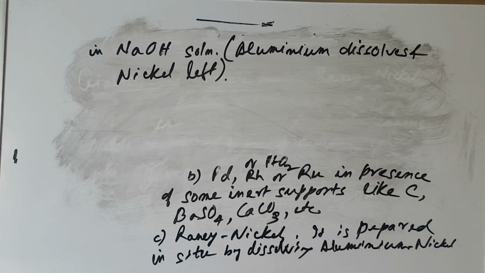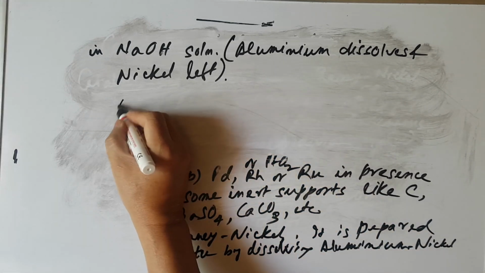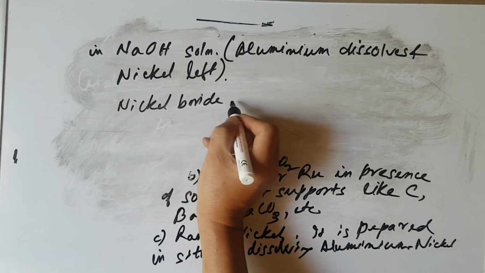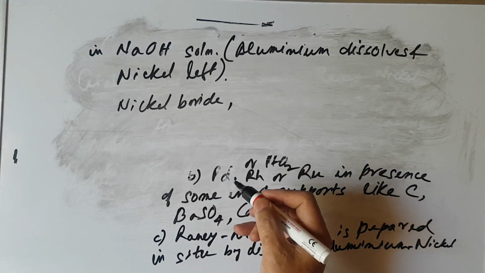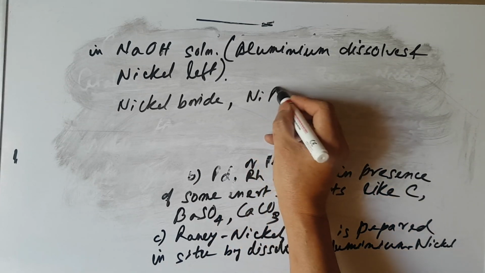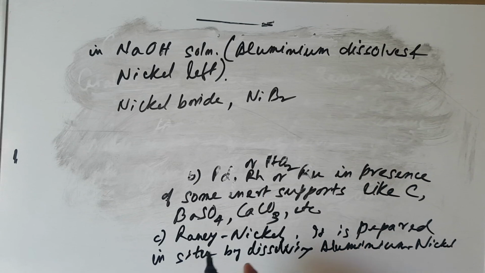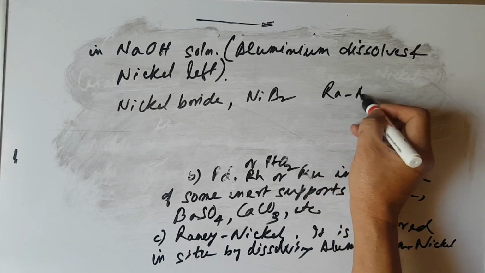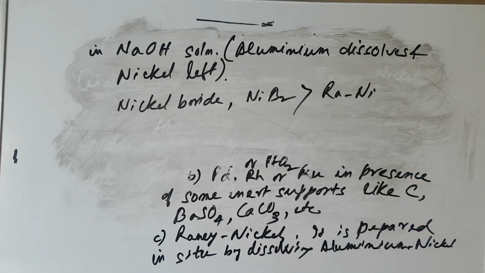Some other homogeneous or heterogeneous catalysts are also used, like nickel boride. Some other catalysts also use nickel boride, Ni2B, which is more reactive than Raney nickel. Nickel borides are more reactive. But these are the catalysts used in catalytic hydrogenations.